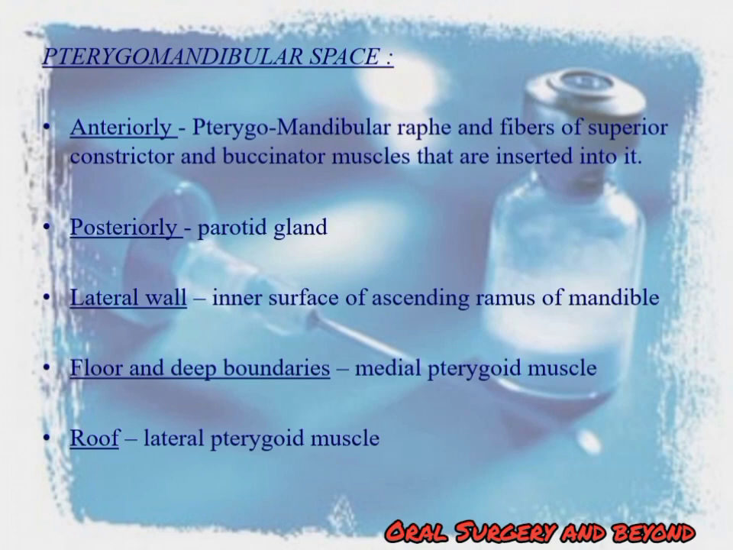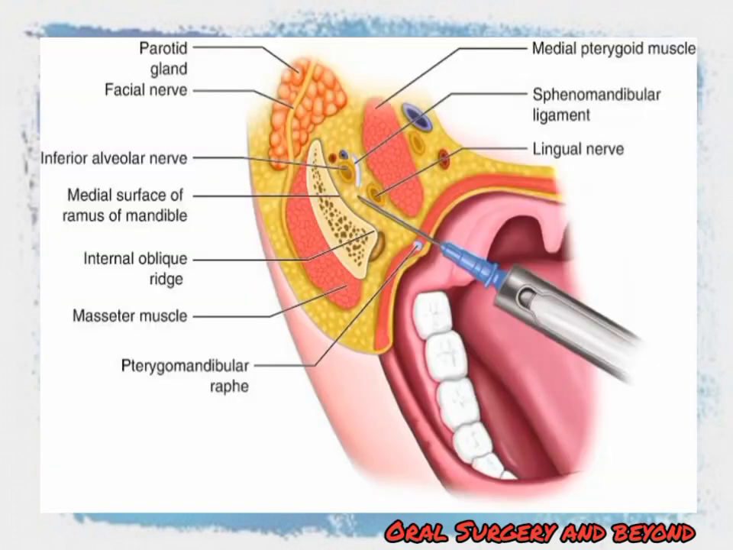At the floor we have the medial pterygoid muscle, and at the roof the lateral pterygoid muscle. Right. Here we can see the same anatomical landmarks. Anteriorly is the pterygomandibular raphe, so we have to always inject at the midpoint of the pterygomandibular raphe or just above it. We have to insert our needle from the opposite side at the premolar region, and we have to reach as near as possible to the inferior alveolar nerve.